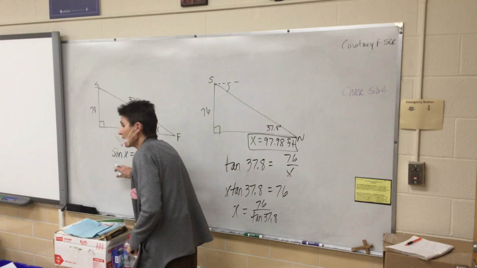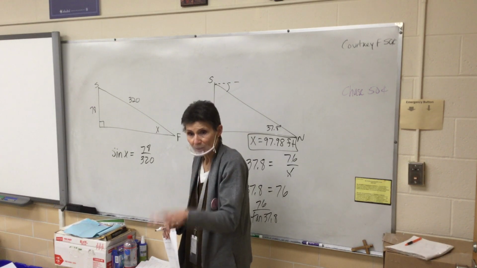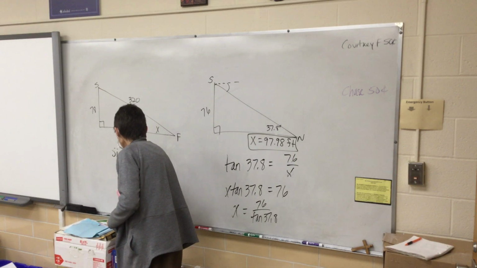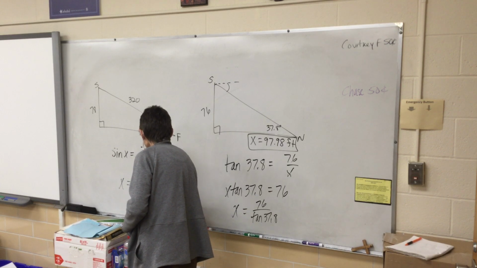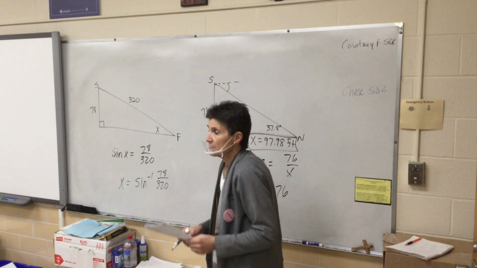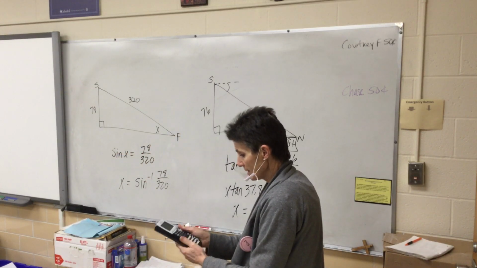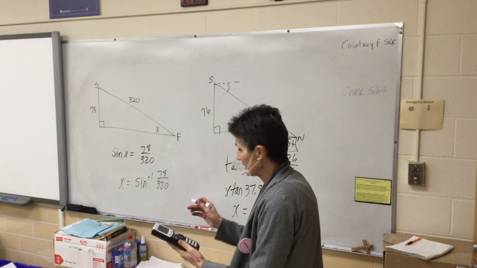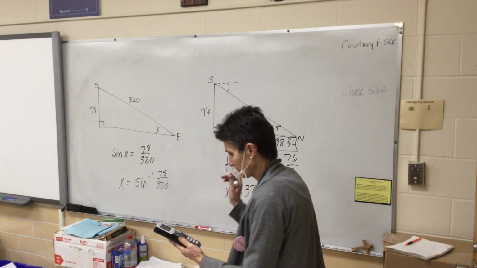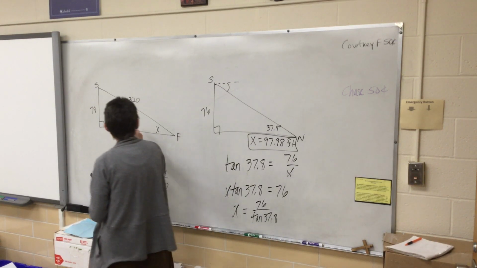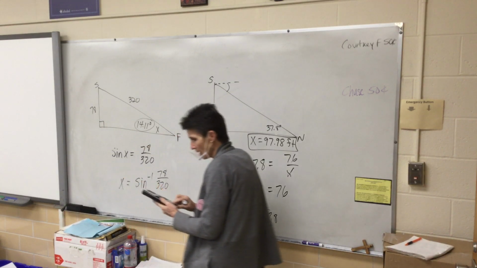When it is sine x, do not do math. Go straight to the calculator and type second sine 78 over 320. If you are looking for an angle, you must do second something. In this case, it's sine. Yep, 14.11 degrees is the answer to the question. Good job.